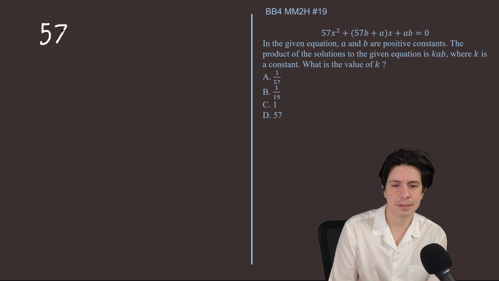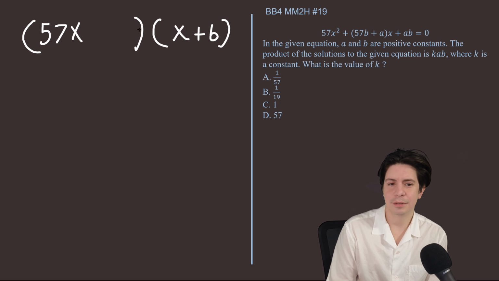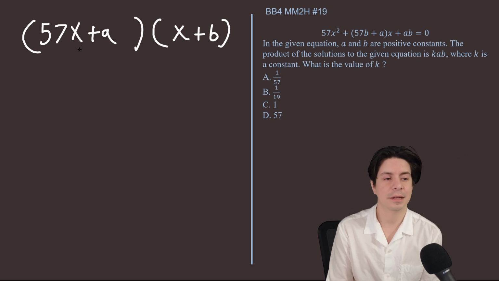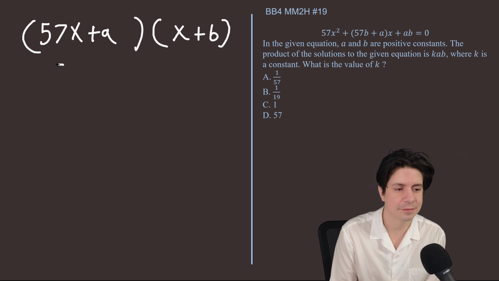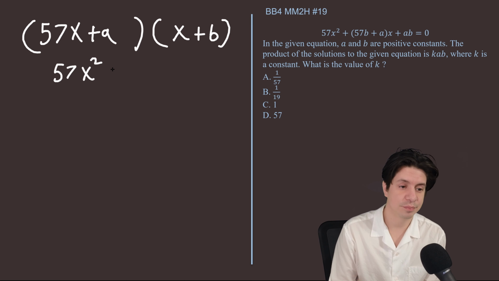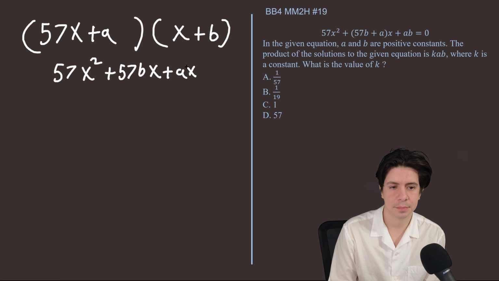Let me try 57x in one of them. I notice that b is being multiplied by it, so I'll leave that one over here. So I'll do x plus b. And then I'm going to do plus a here. What happens when I do this? It's kind of guessing and checking, kind of going off feeling, a little bit of instinct. 57x times x is 57x squared. 57x times b is going to become 57bx. a times x is ax. And a times b is ab. So we have the 57x squared and the ab.